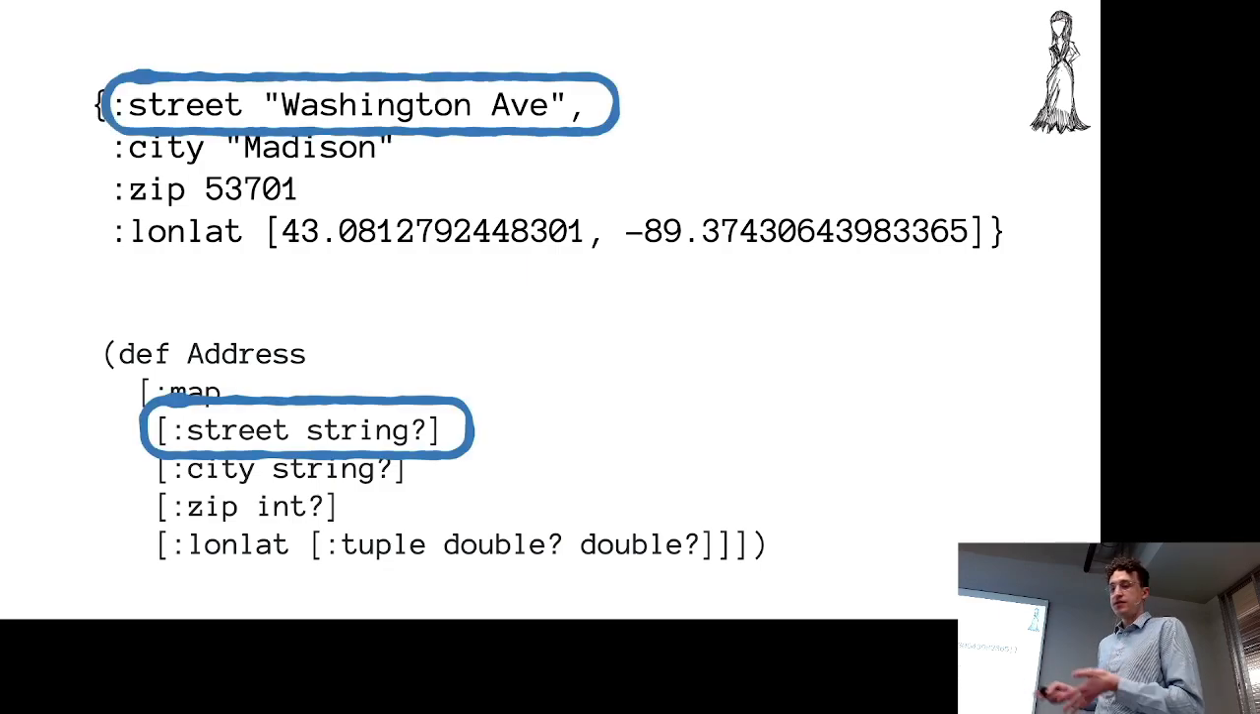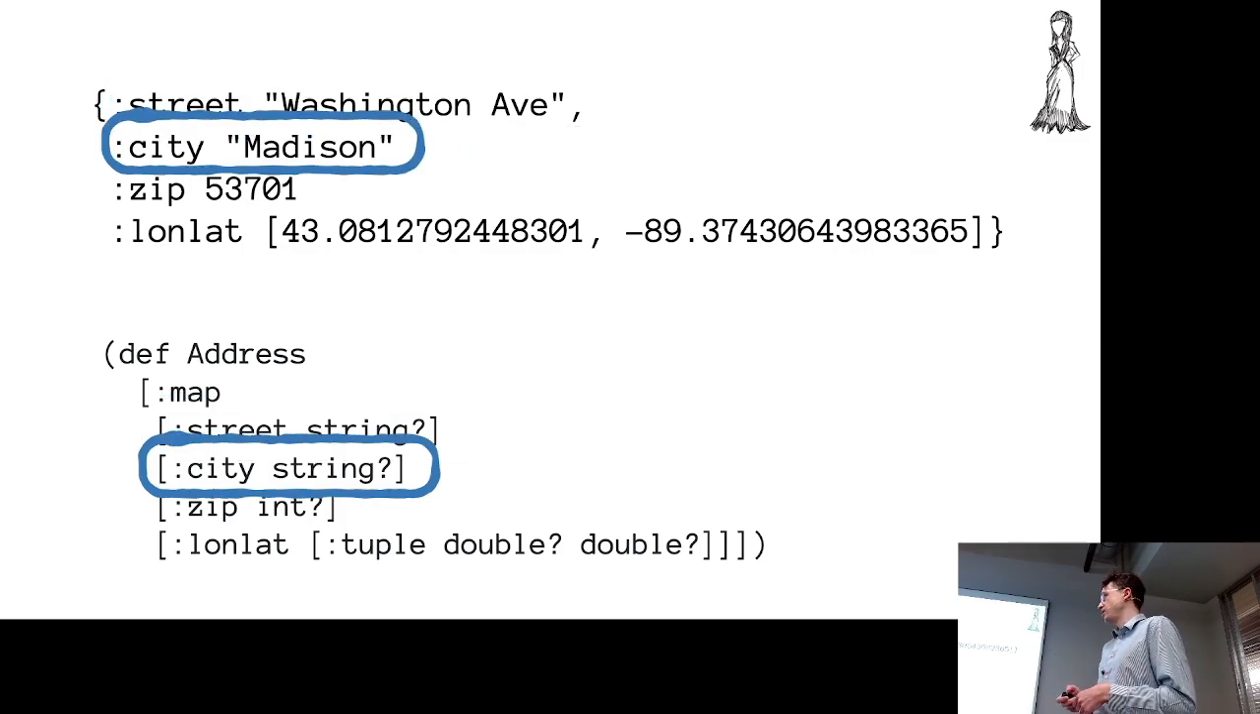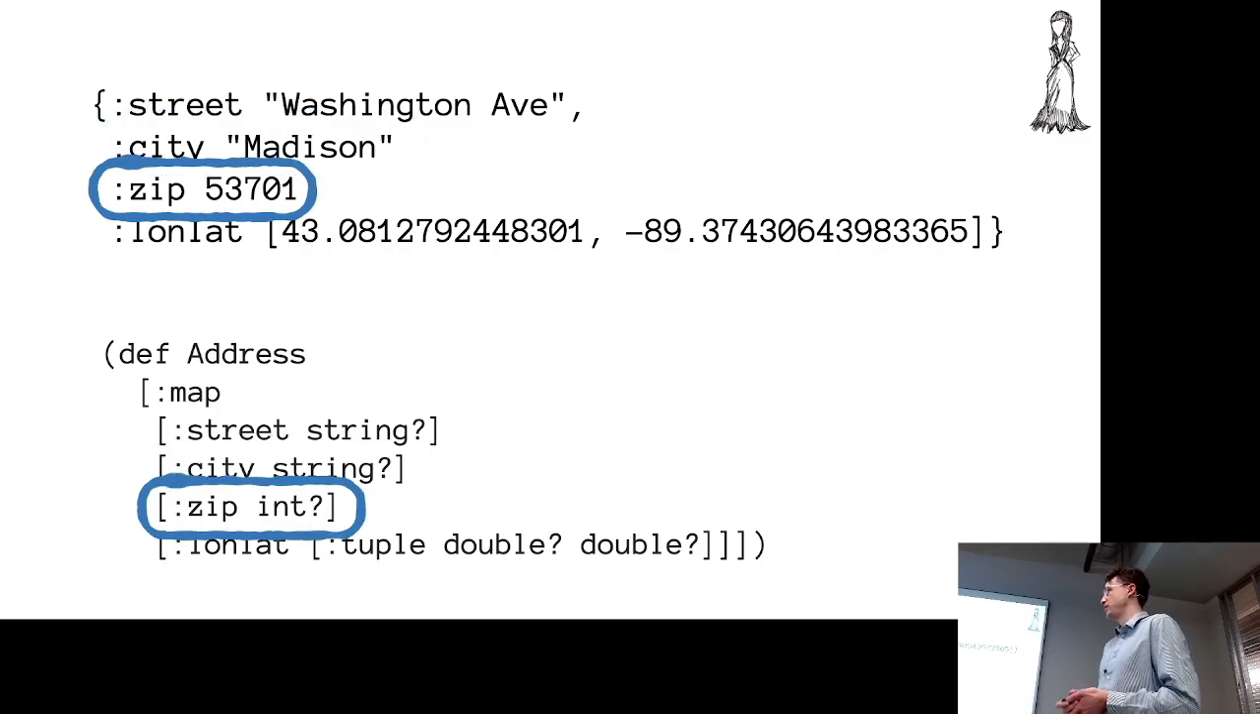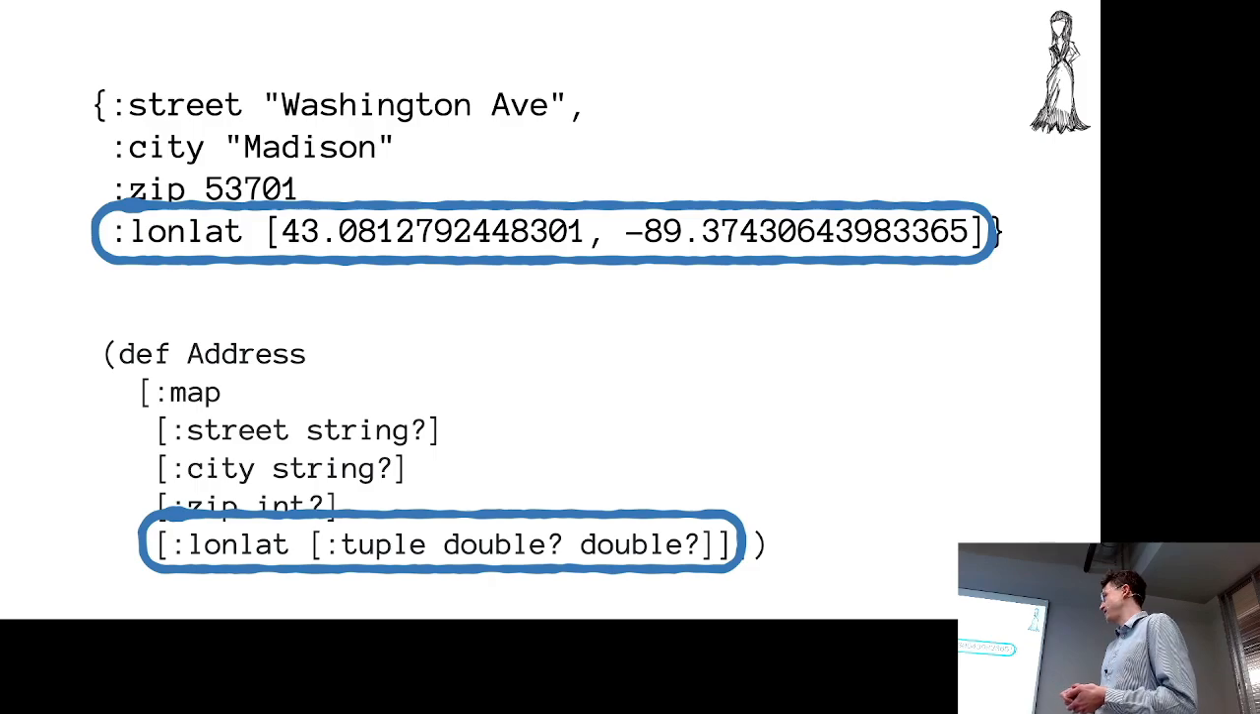You can see that there's a correspondence between the spec and the value. The spec tells you what the map needs to look like. So it needs to have a street that is a string. We're on Washington Ave. The city is a string, that is Madison. Zip code, and longitude and latitude, which is a tuple of two numbers. So this is the kind of thing that a spec can do for values: tell you the shape and the contents of a value.